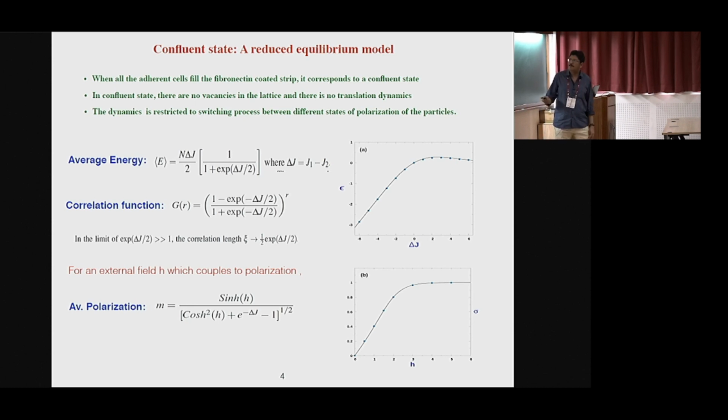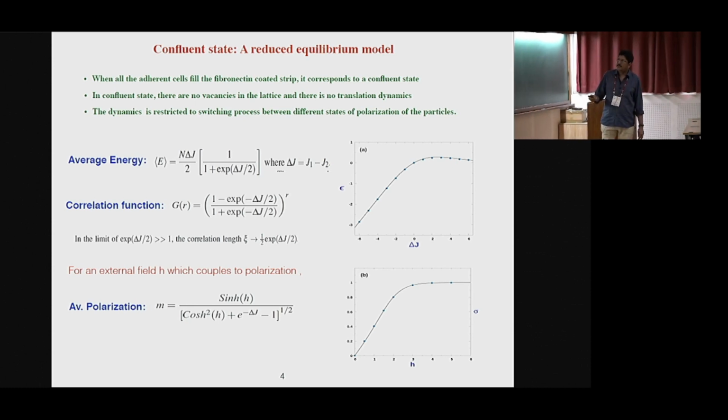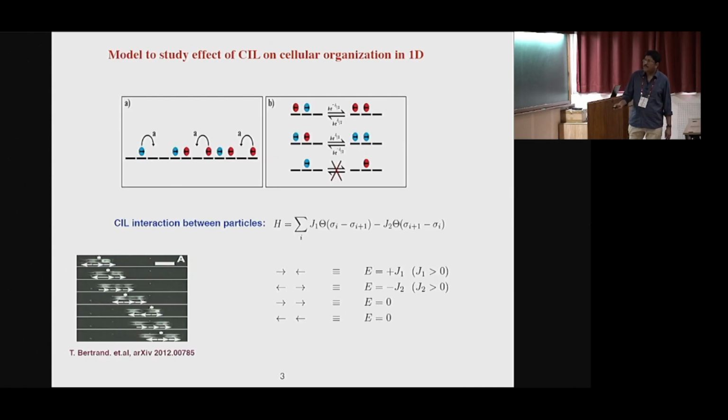And here I just show a comparison of this average energy per cell, or the average polarization per cell, with corresponding Monte Carlo simulations. One more thing I would like to point out: there have been earlier modeling attempts which are more of a continuum version of the model, where the model of this CIL is in some sense symmetric, in the sense that it would correspond to a special situation where the coupling strengths J1 and J2 are exactly the same. So here, in general, we would also look at the effect of this asymmetry of the CIL interaction, which is modeled through J1 and J2.